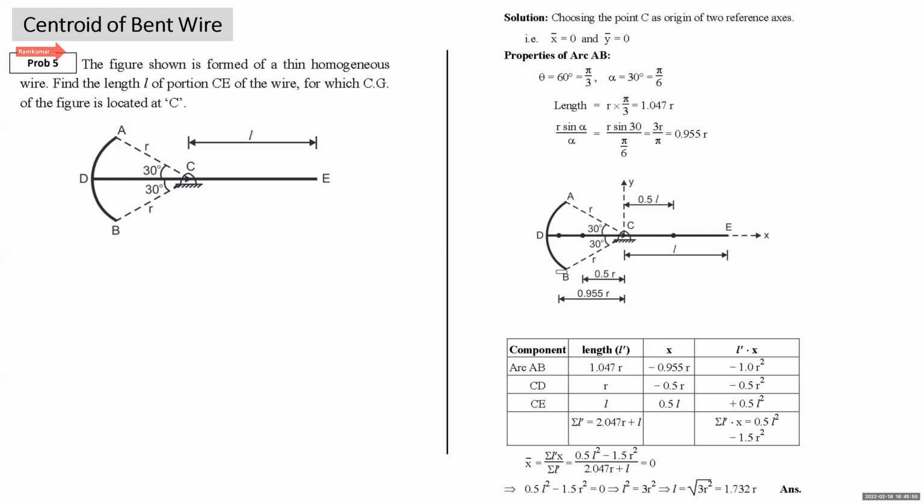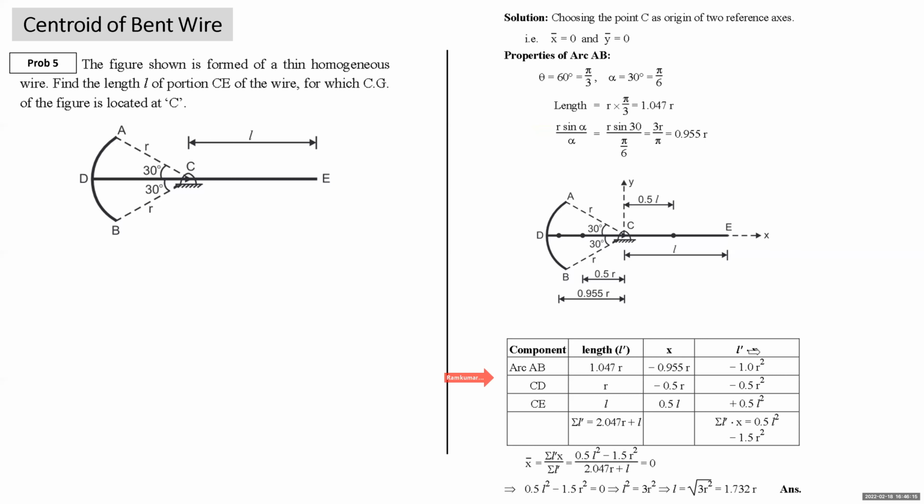This arc, we need to find its property. For the property of circular arc AB, total angle subtended is 60 degree or pi by 3, half angle alpha is 30 degree or pi by 6, length is R theta, R into pi by 3, 1.047 R. The centroid is R sin alpha upon alpha, alpha is 30. You write degree in the numerator, radians in the denominator, so 3R by pi, 0.955 R. All right, now come to the table.